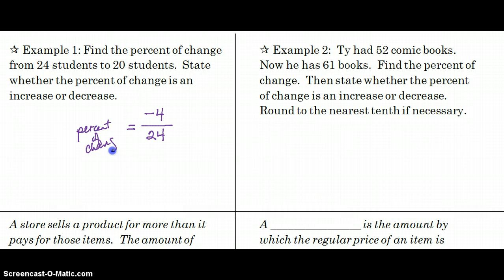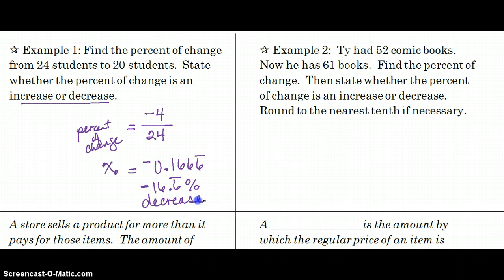Now be aware that when we do this math, if we call our percent of change x, it's going to be -0.1 with the 6 repeating. That's in decimal form. Now we have to multiply by 100 and say that's -16.6 repeating percent. It asks us to define whether it was an increase or decrease, and obviously if it was negative, we decreased in our percent. So it was a percent of decrease.